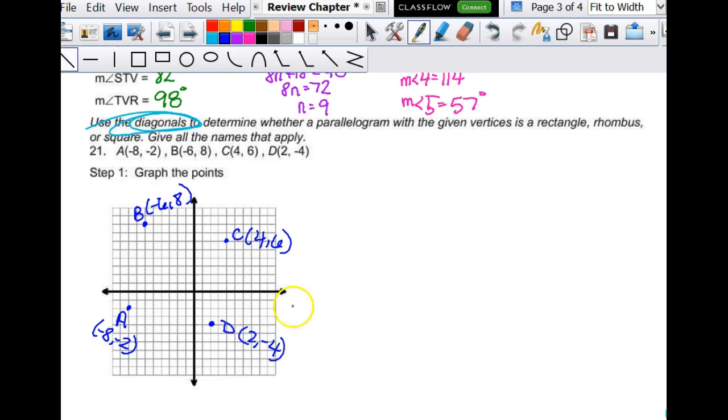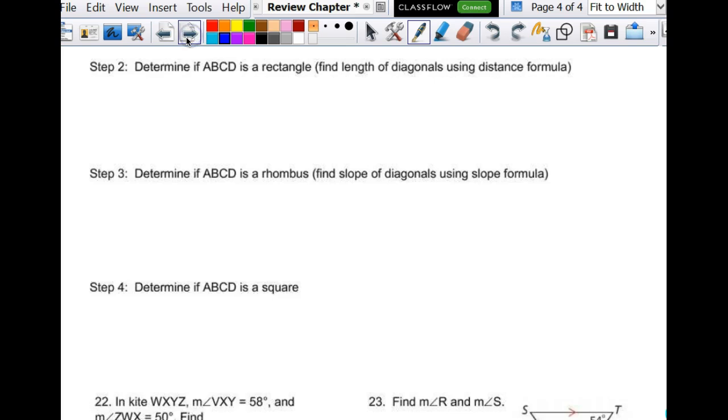All right, so although we're graphing it, the picture doesn't necessarily give us anything here. It just says to determine whether a parallelogram with the given vertices is a rectangle, rhombus, or square. And then it leads you through it on the next page. So it says determine if it is a rectangle. If it is a rectangle, then the diagonals are congruent.